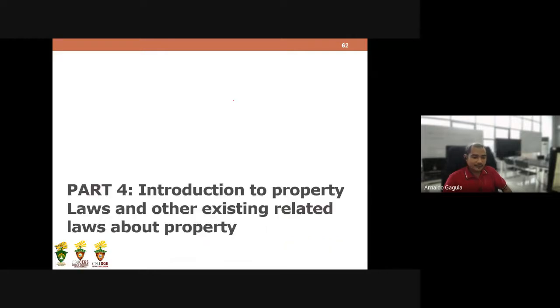Alright, so part 4 now. Now for part 4, it is the last part of the class, but it is a bit long. Introduction to property laws. Let's start, which is the introduction to property laws and other existing related laws about property.